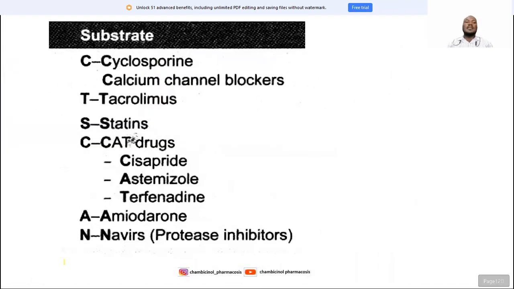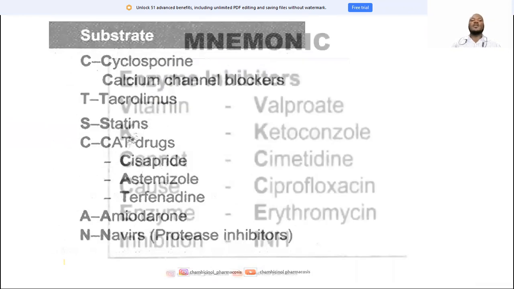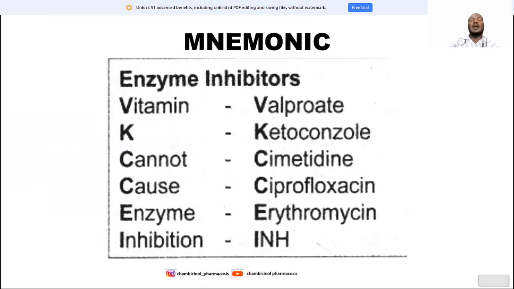So that is the substrate. I said that you can use this abbreviation called CT scan, and you have to know what each letter stands for. So it is very, very important to use these mnemonics so that you will understand easily. Because we are talking about enzyme inhibition, inhibiting those microsomal enzymes, the mnemonic for those substances that act as enzyme inhibitors is: vitamin K cannot cause enzyme inhibition.